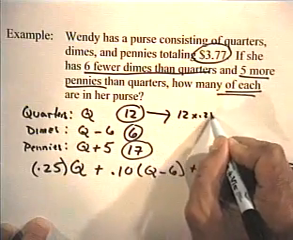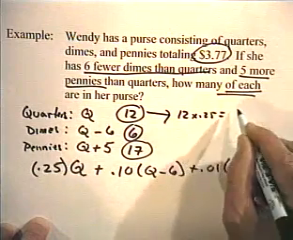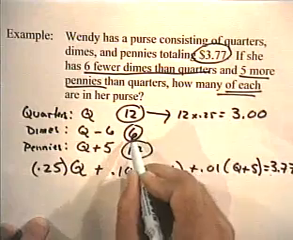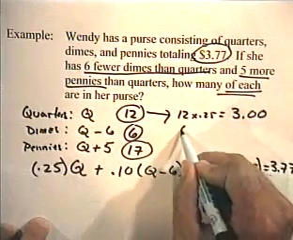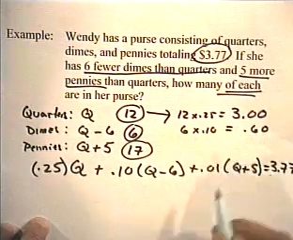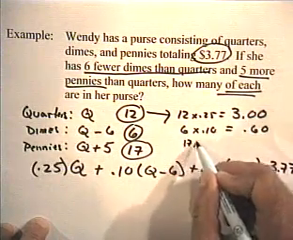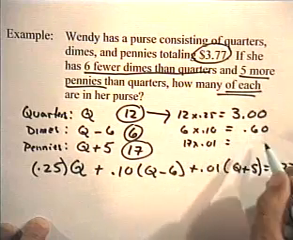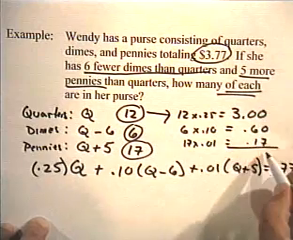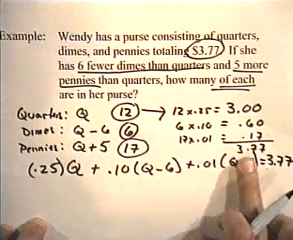12 times 0.25. What's that? 12 quarters would be $3. 6 dimes, so that's pretty easy. 6 times 0.10, that's 60 cents. And 17 pennies is 17 cents. And that gives us the desired $3.77.